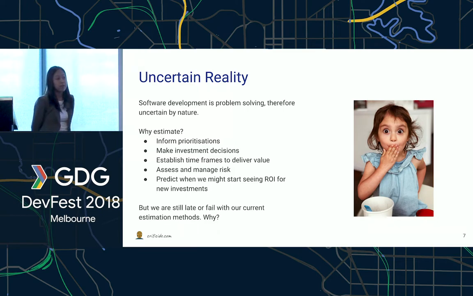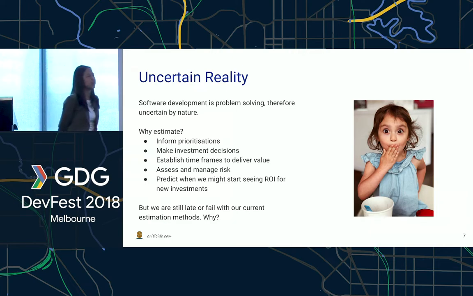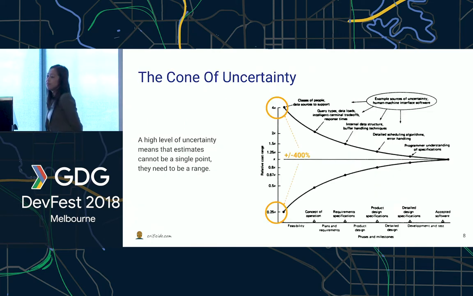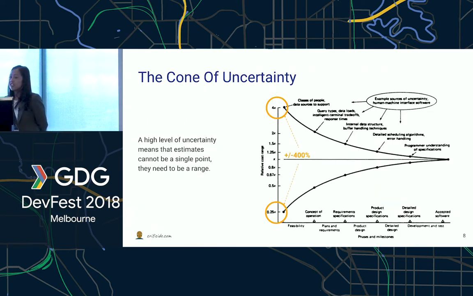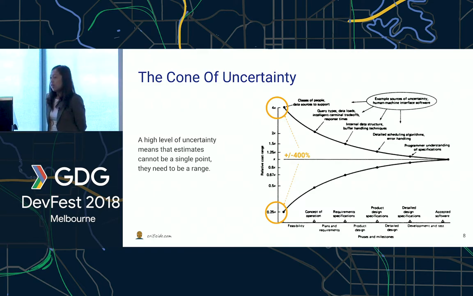In order for software to be commercially viable, though, businesses seek certainty and predictability. And so we estimate. But you'd think with all the estimating that we do by now that we'd be good at it. But research studies still show that we're still late or fail with our current estimation methods. Here, we can see the facts of uncertainty have not changed in 37 years. Our point is that our expectations don't match reality.